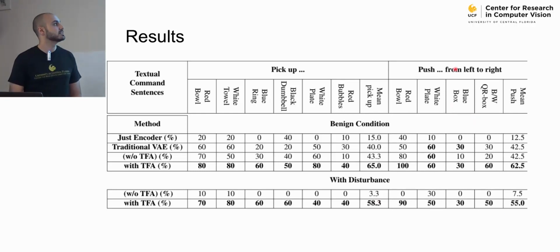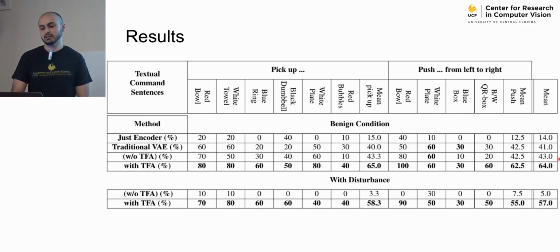Again, the same for the sentences for pushing some object from left to right. Again, here I show some sentences. As you can see, you see the same trend here. In the disturbance environment, from 7.5% to 55%. And this is the average over all 12 sentences.